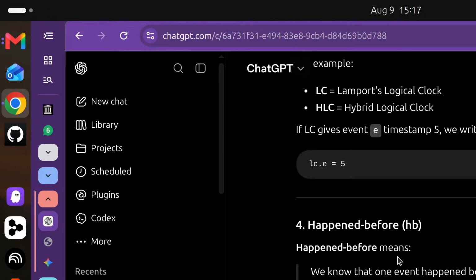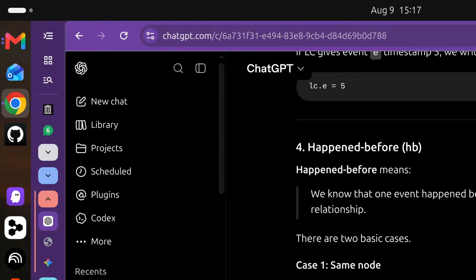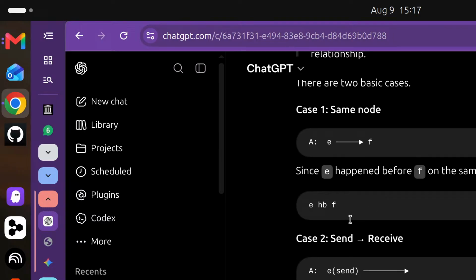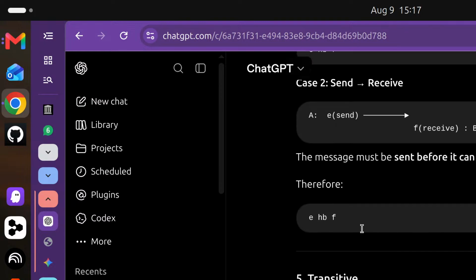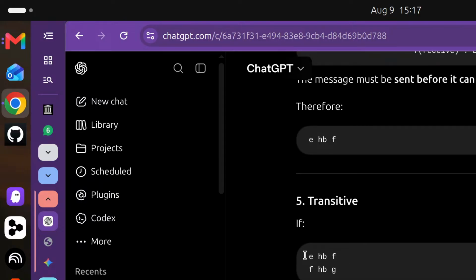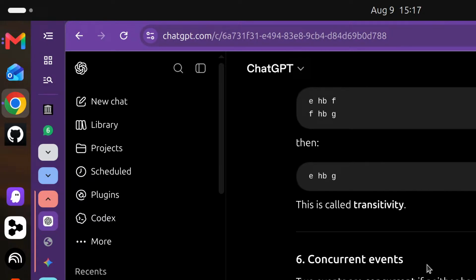Happened-before means we know that one event happened before another because there is a causal relationship. There are two basic cases. Same node: E happened before F since E happened before F on the same node. Send and receive: E sends something and B receives it. A message must be sent before it can be received, therefore E happened before F. Transitivity: if E happened before F and F happened before G, then E happened before G. This is called transitivity.